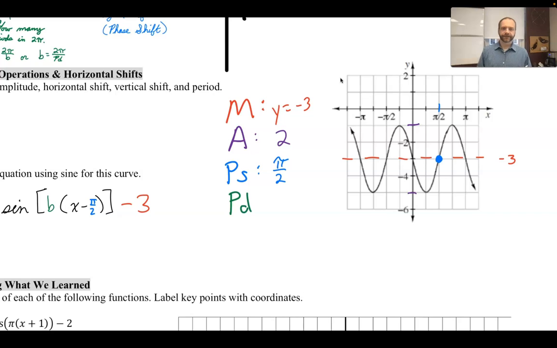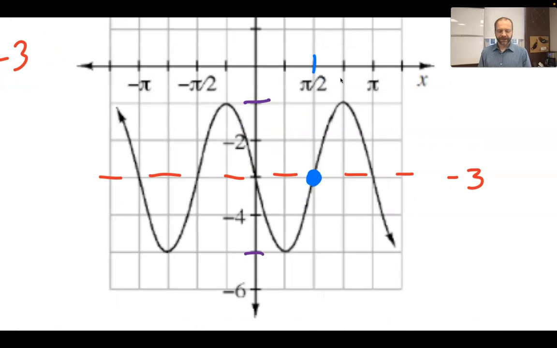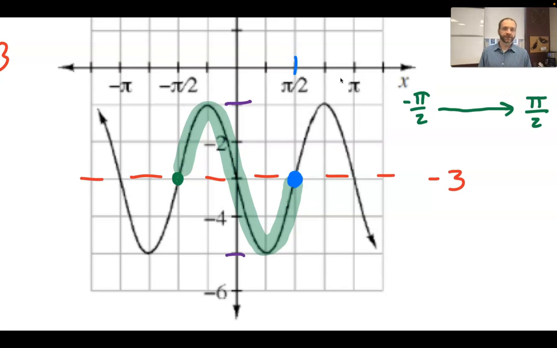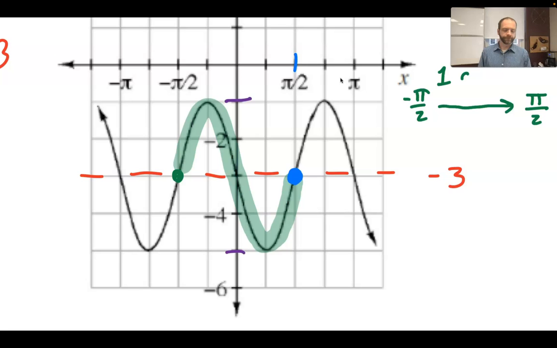Next up is your period. A period is one full cycle. So let's think about this for a second. I can't go to the right, it doesn't fit, so I'm going to have to go to the left. And if I'm going to go to the left, I have to go until it starts to repeat. You have to be good with fractions when you're dealing with radians. This is negative pi halves, and it goes to positive pi halves for one cycle. So that right there is going to be one cycle.